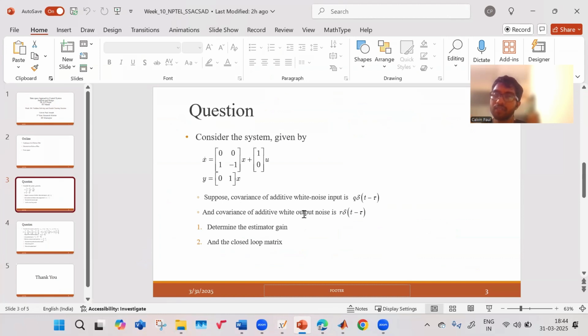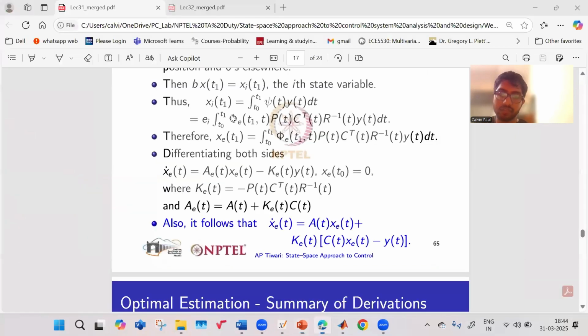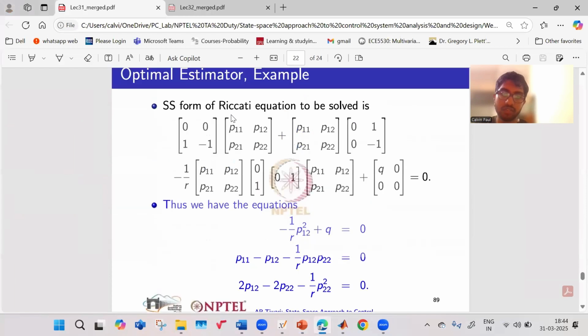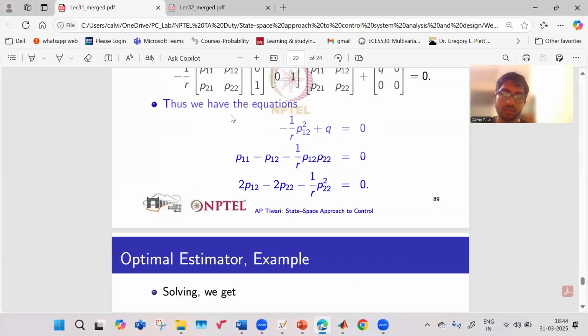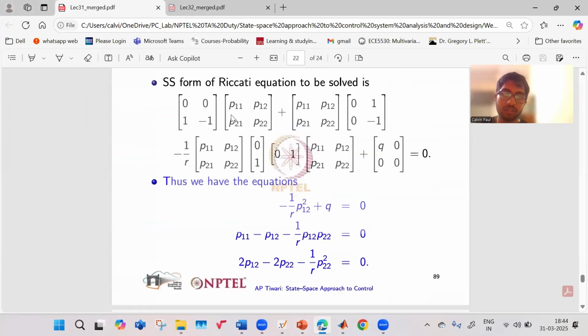Now they say the covariance of the additive white noise input is this. So you have to do B Q B transpose. You will get the matrix capital Q. Then R is not a matrix because the output is only one, so R is equal to small r. Then you have to use a matrix equation. What is the matrix equation which we have to use? We'll have to use this one.